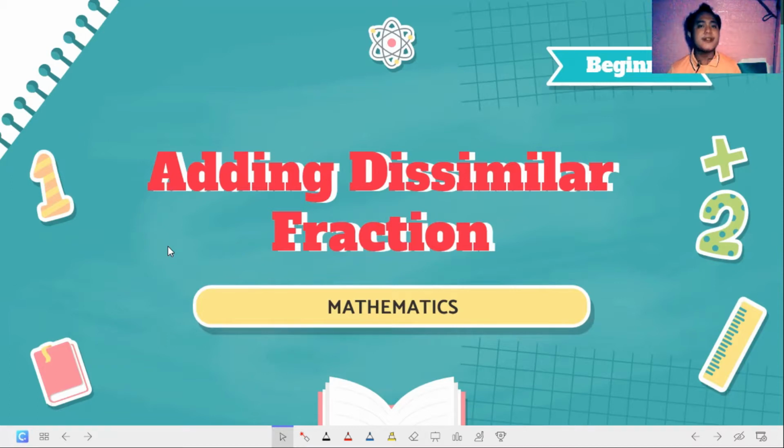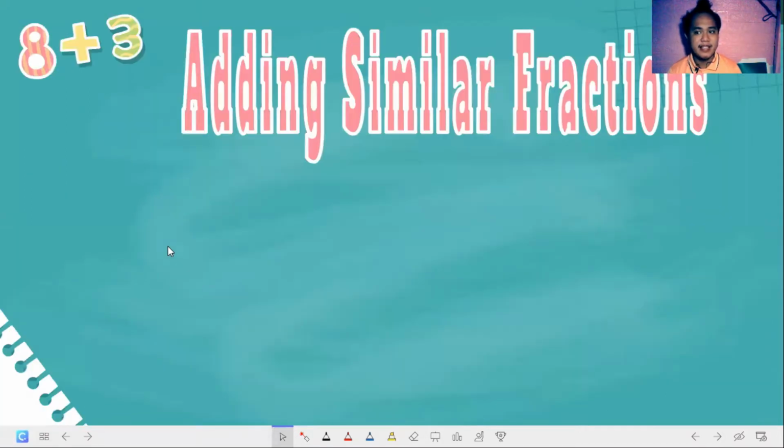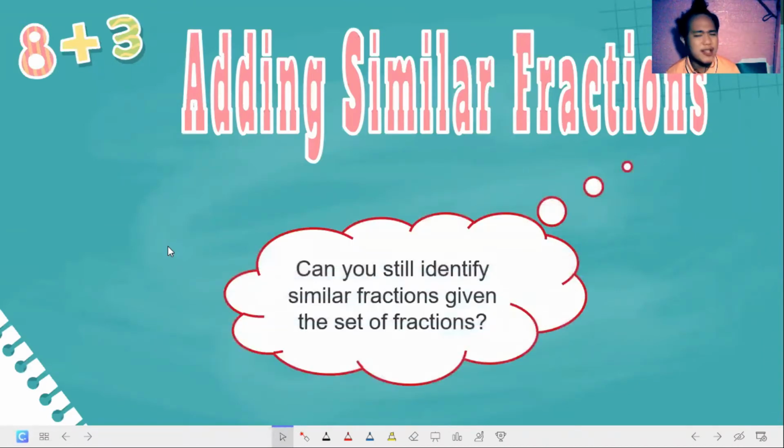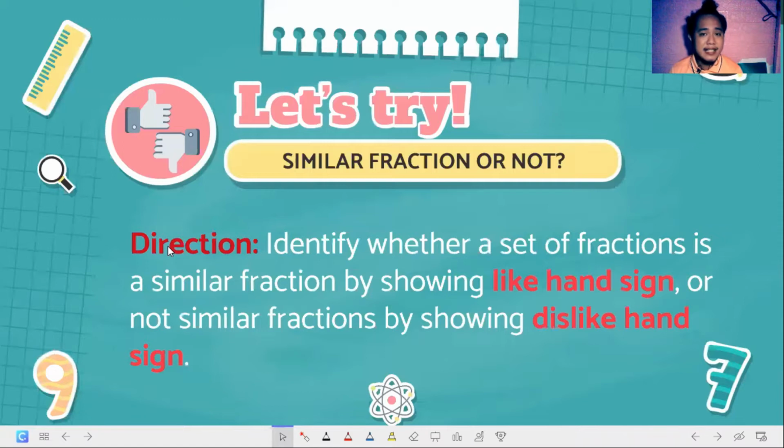All right? So before we formally begin with our lesson for today, let us first remember what we have discussed last time. It's all about adding similar fractions. But can you still identify similar fractions given the set of fractions? Let's see. Through this activity entitled Similar Fraction or Not.